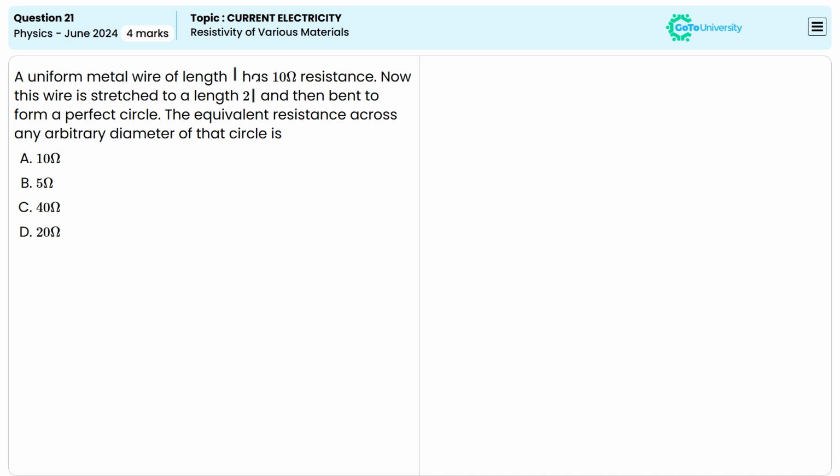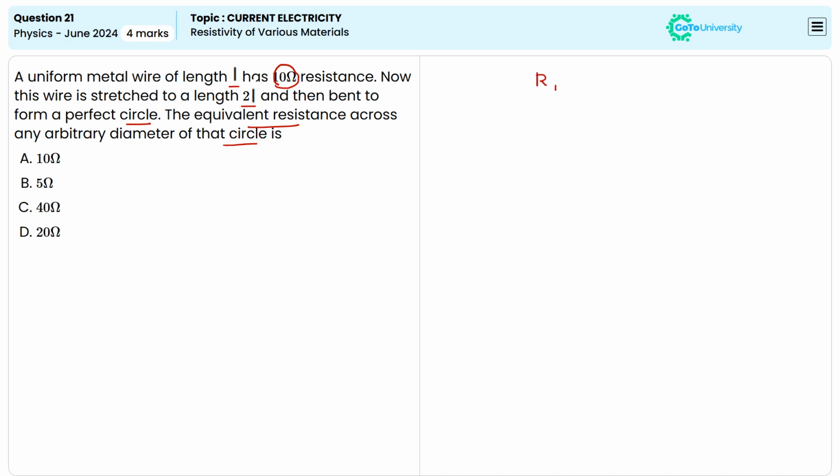The uniform metal wire has a length of L and a resistance of 10 ohm. Now the wire is stretched to a length of 2L, then bent to form a perfect circle. What is the value of equivalent resistance after it's forming a circle? It's given in the question.